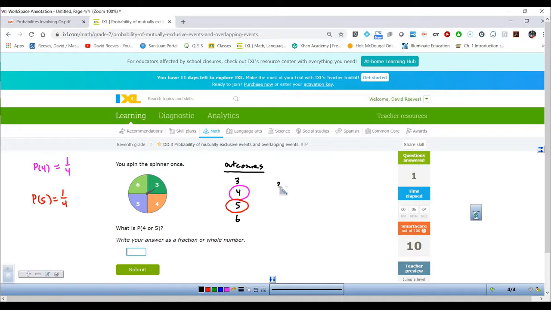Well, how many winning choices, how many favorable outcomes do we have? We have 2 of them out of a total of 4. So we get 1 out of 2, or 50% again, right?